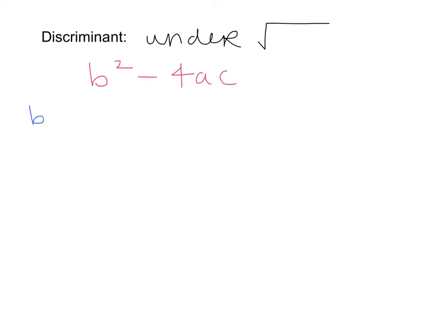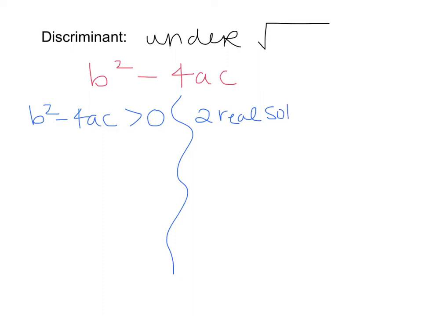The discriminant we are going to use to tell us the number of solutions each quadratic equation has, and the discriminant is what is going to be under the radical from the quadratic formula. So the discriminant is just the b squared minus 4ac. So if the discriminant b squared minus 4ac is greater than 0, so it's a positive number, that means there are going to be two real solutions.